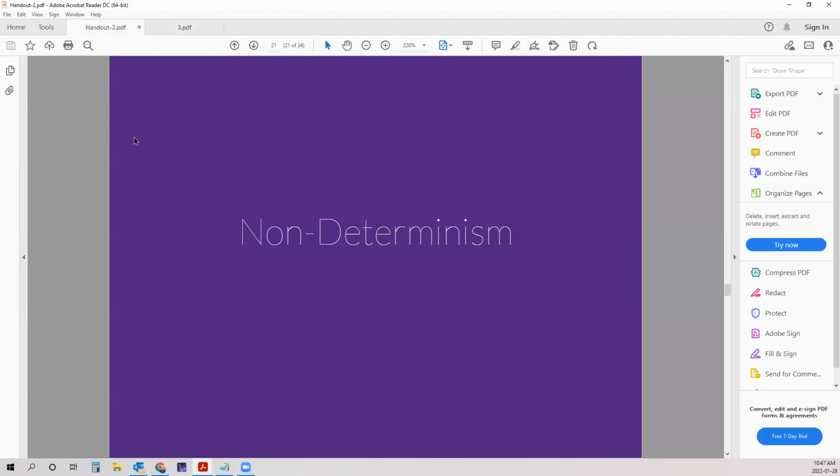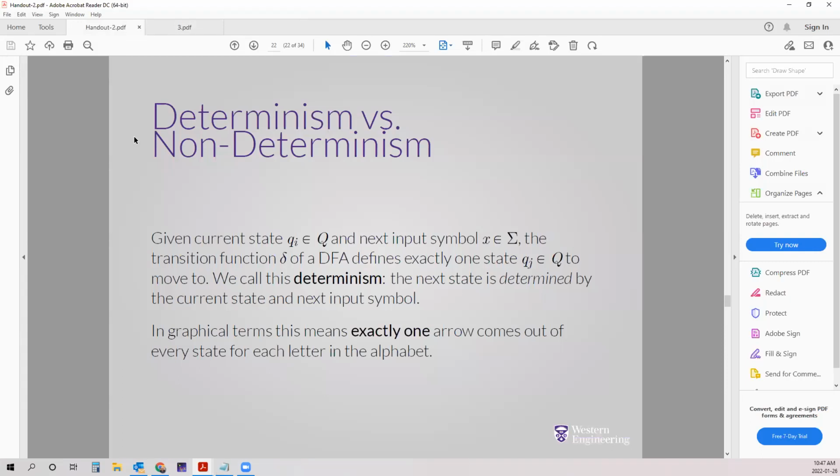Okay. Now we talk about deterministic finite automata. Now we'll talk about non-deterministic finite automata, or non-determinism. Determinism versus non-determinism. What's the difference?